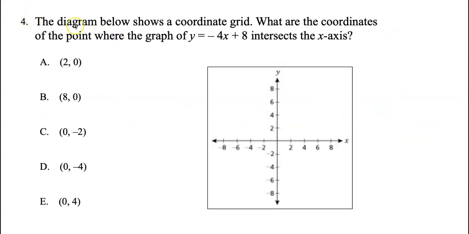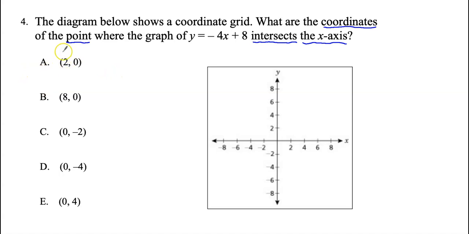Question number 4. The diagram below shows a coordinate grid. What are the coordinates of the point where the graph of y equals negative 4x plus 8 intersects the x-axis? First of all, let's look at this word coordinate. A coordinate tells you how to move in the coordinate grid. So for example, answer choice A is a coordinate.